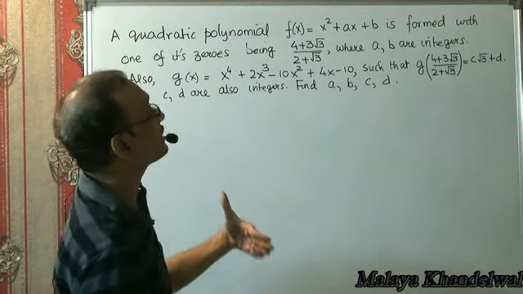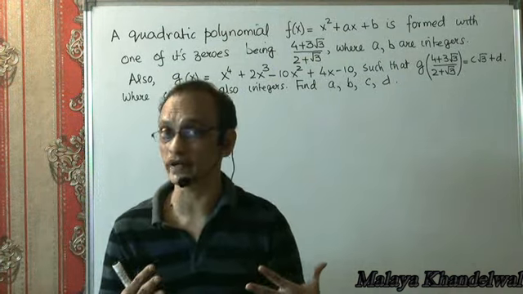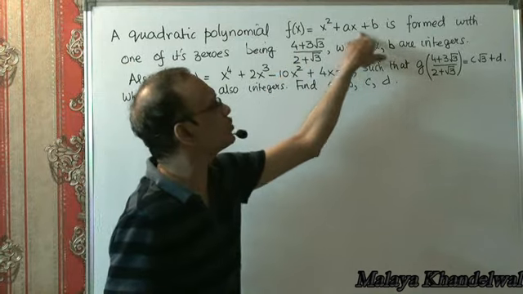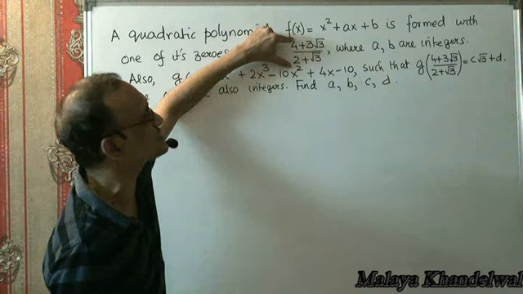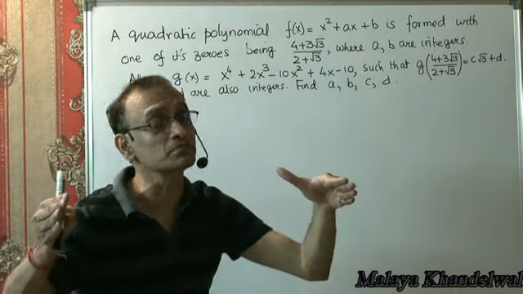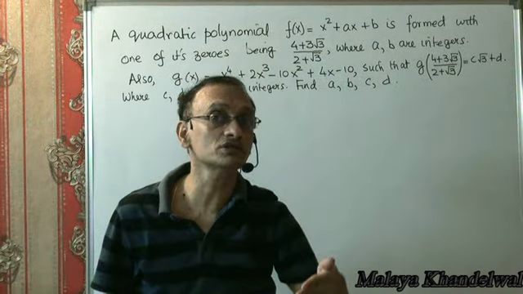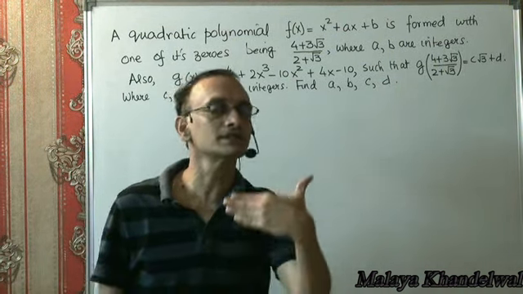We want to be able to find a and b. A and b are integers, c and d are also integers. So one of the roots of this quadratic is (4 plus 3 root 3) by (2 plus root 3), right? And a and b are integers and therefore rational numbers. So if one root is irrational, the other one must also be irrational and must be its irrational pair. Irrational roots occur in pairs.